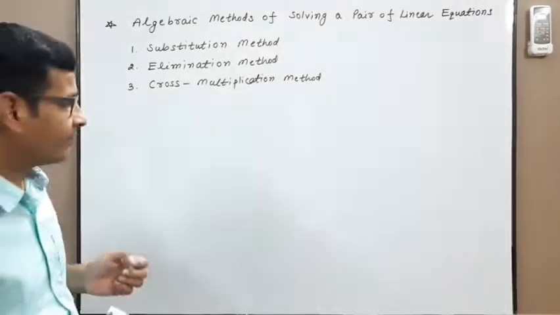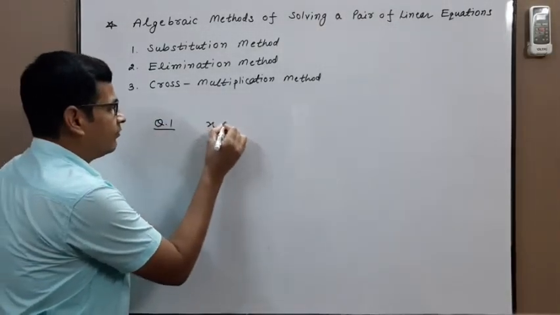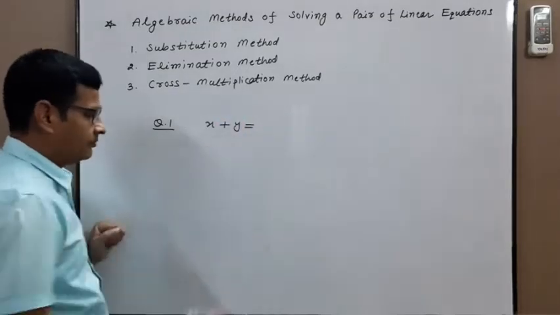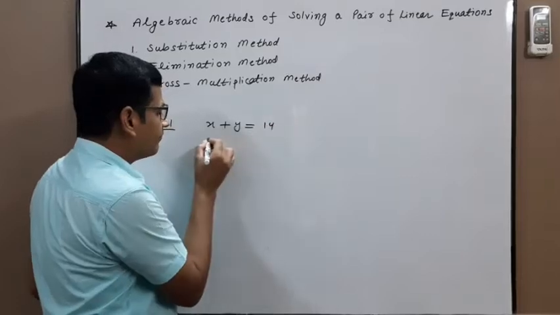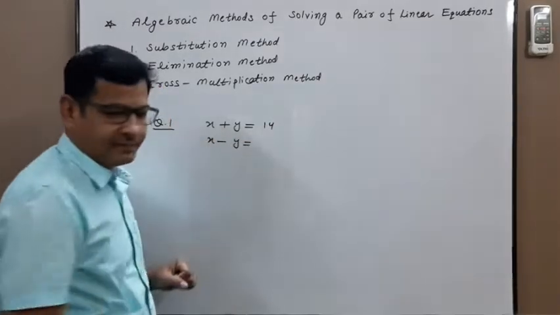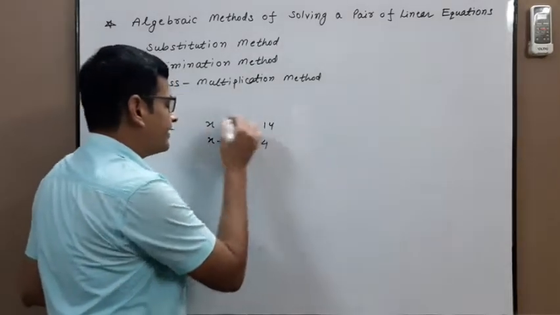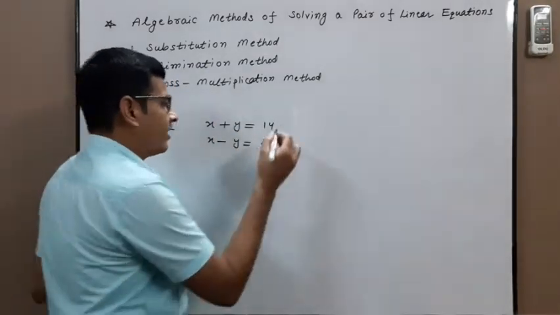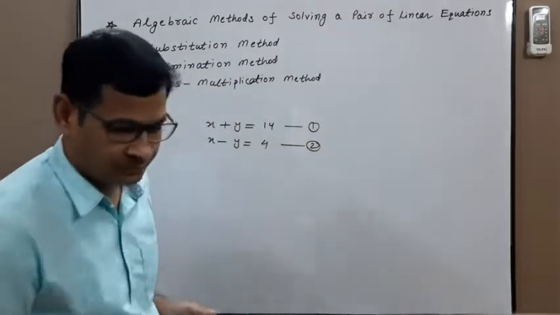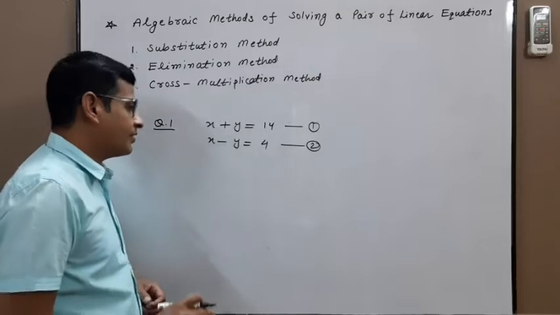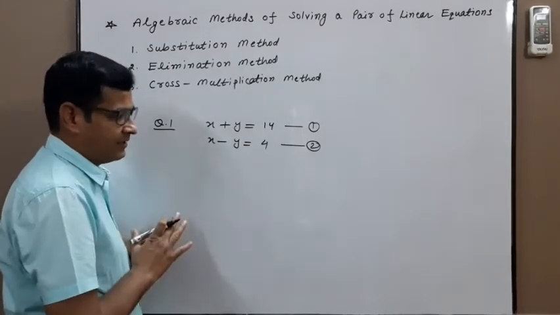First question: solve the following equations, x plus y equal to 14 and x minus y equal to 4, by substitution method. First, always give equation 1, equation 2. In substitution method, eliminate one of the variables from any of the equations.